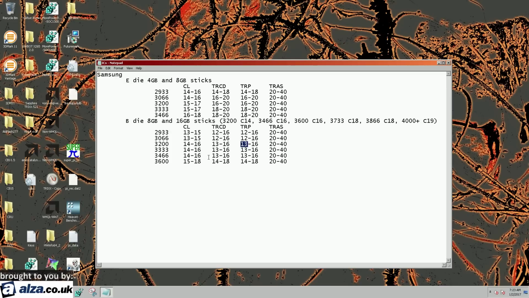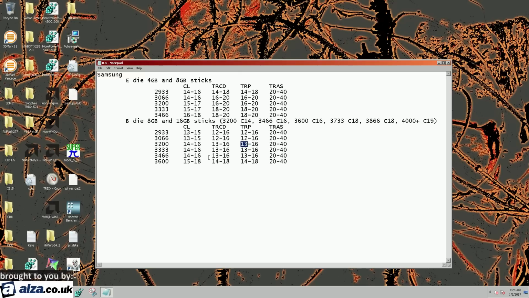3200 14 14 14. That's also an easy speed to hit for B-die, that should be a pretty easy speed to hit. Though if your chip just has a terrible memory controller like this one does, then you might end up running 16, 16, 16 because there's not much you can do about it. So that's kind of the general guidelines for B-die and E-die in terms of timings.